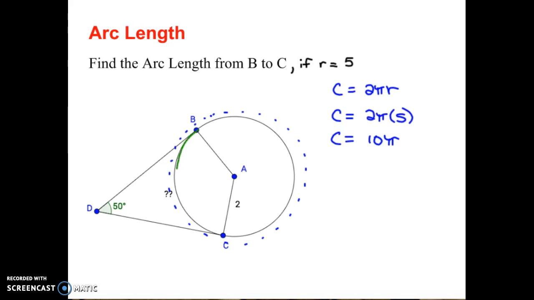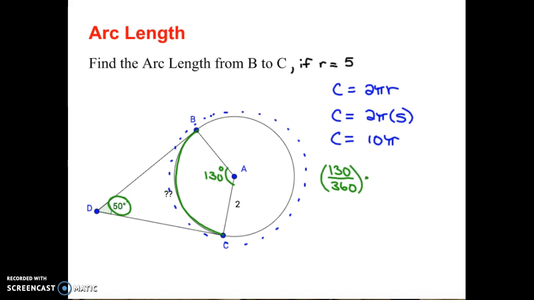Okay. And so they want the arc from B to C. So B to C. So really, I need to know this angle right here. I need to know that angle. So if you remember from yesterday, if you know this angle, that angle and the central angle are supplementary. That means they add up to 180. So 50 plus 130 ends up being 180. So I know that 130 out of 360ths of the circle creates the arc.